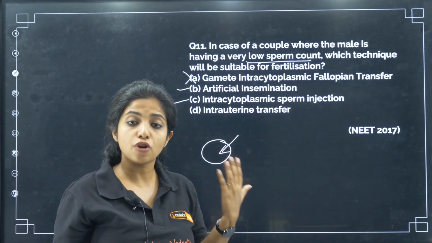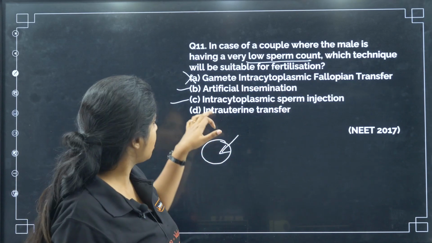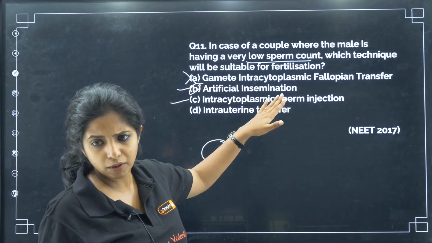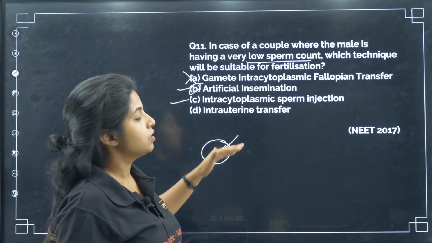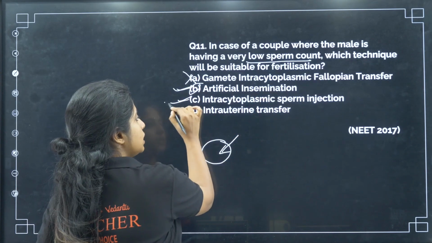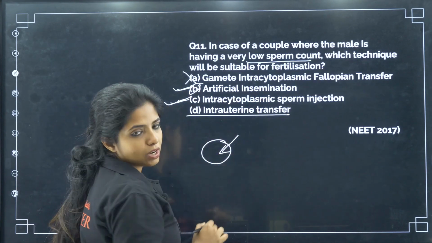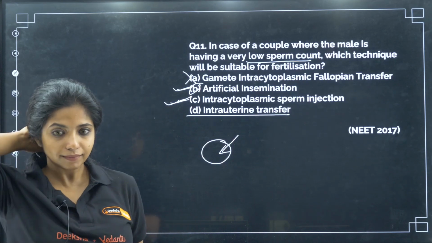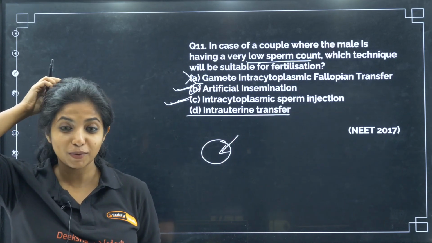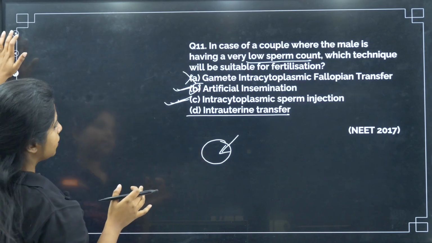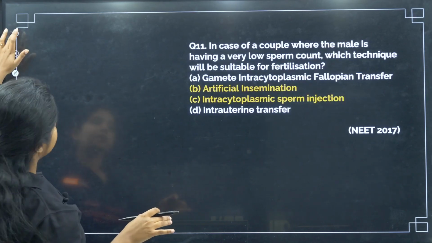But whatever you're sure of, go with that first. I'll be very much sure of artificial insemination, my dear children. That could work, and also either one, so both the answers are equally correct. Please remember that intrauterine transfer is not correct. Intrauterine transfer, IUT, is for embryo transfer. It is not for sperm. So I'll say B and C are correct options.